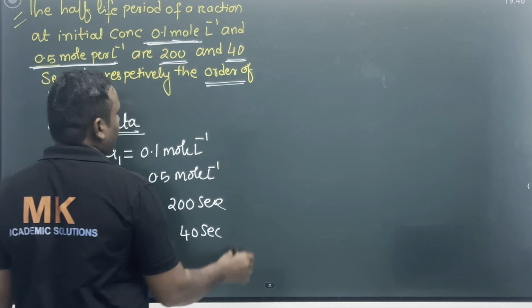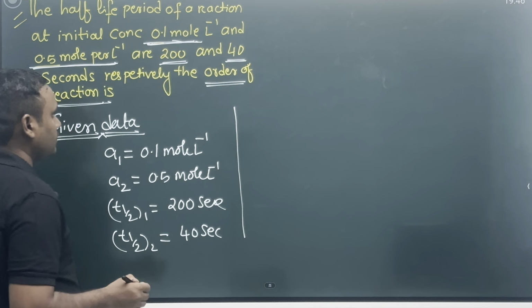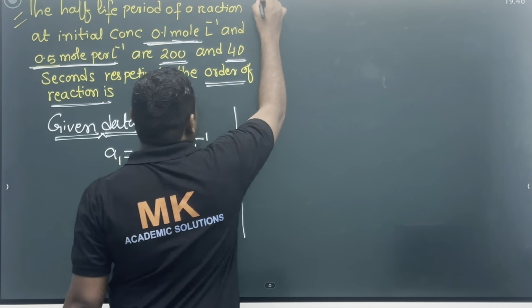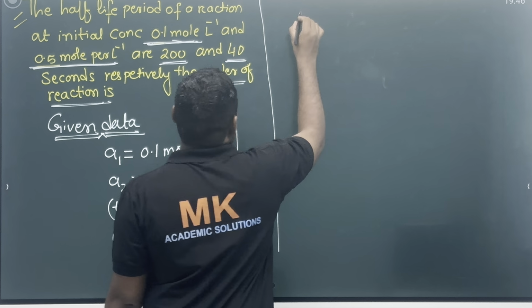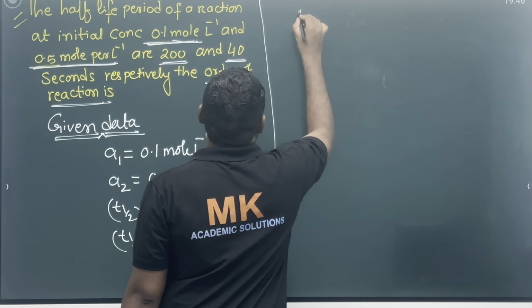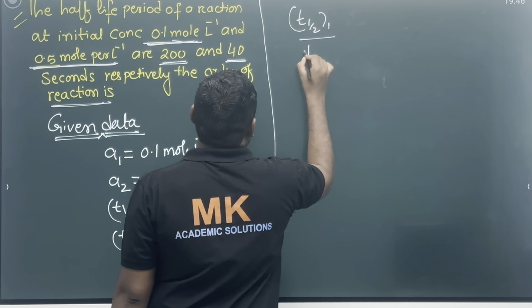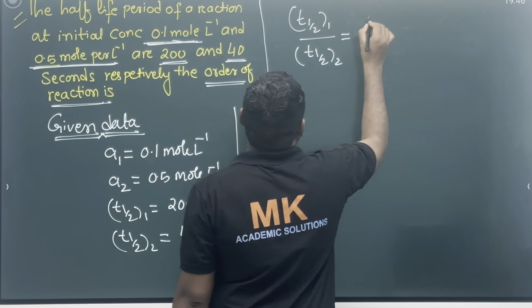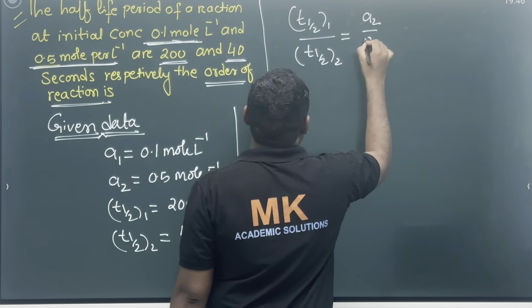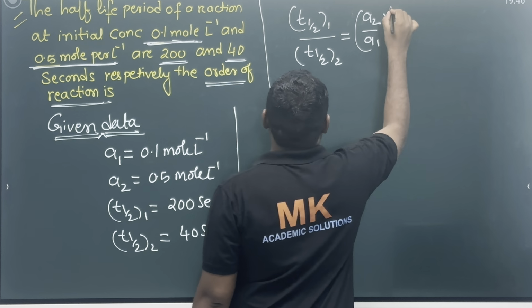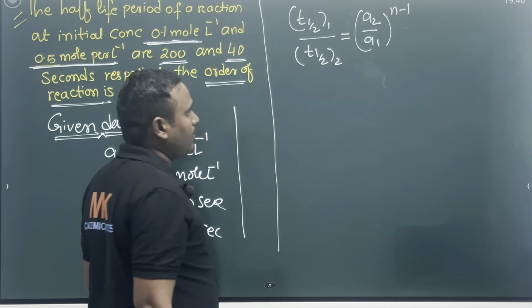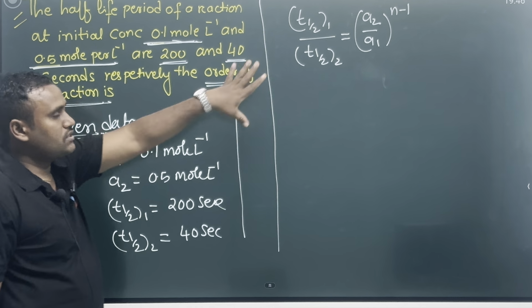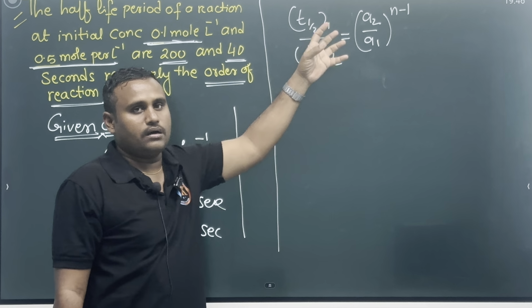Okay. So therefore, what is the order of reaction? So what is the order of reaction formula? So I told you T half 1 by T half 2 is equal to A2 by A1 whole power n minus 1. This is the formula you use, I told. Okay, so this is very easy to find out the order of reaction.